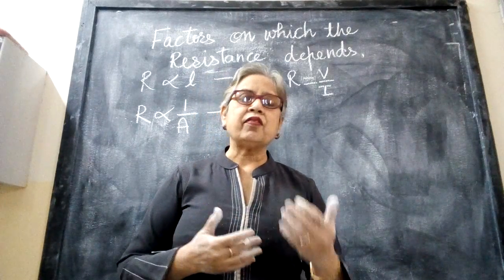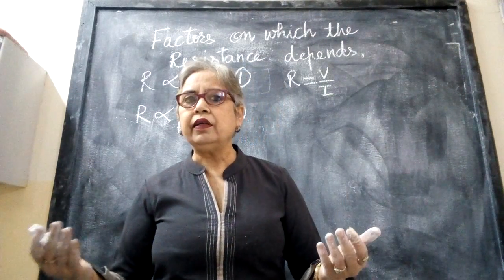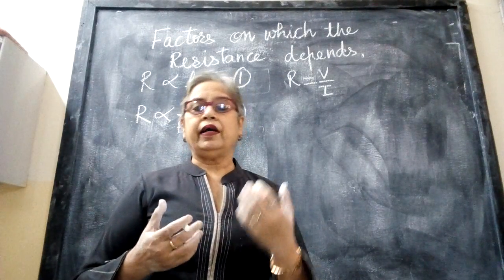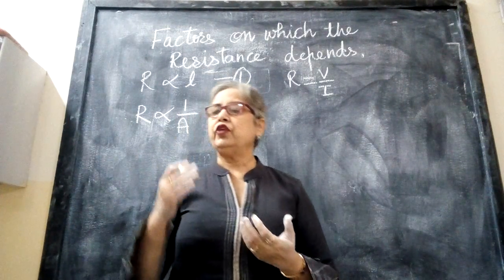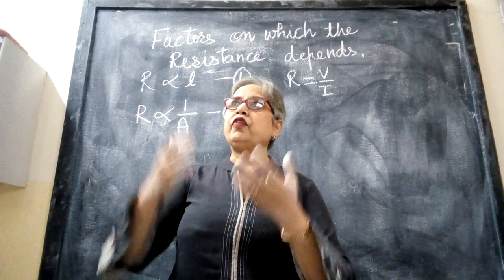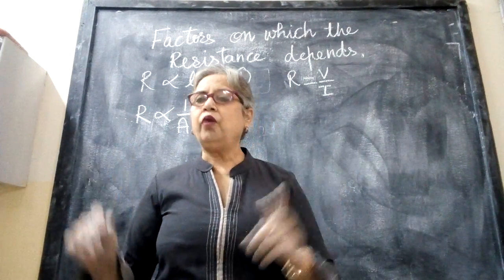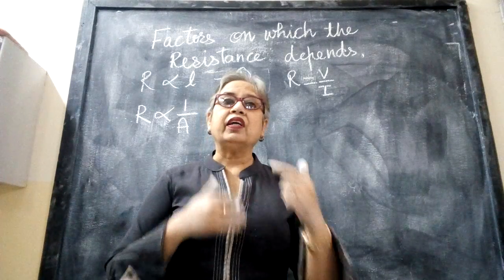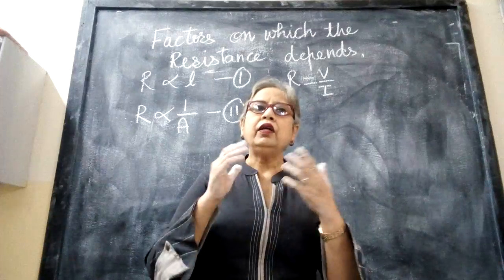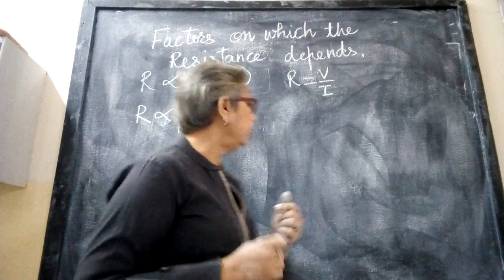So on the basis of the resistance we divide materials, and on the basis of their material we decide which type of resistor we have to use in a particular appliance. Like for electricity you will not use nichrome, you will use copper. But for a geyser, for an electric iron, you will be using a nichrome wire. I hope I am clear.